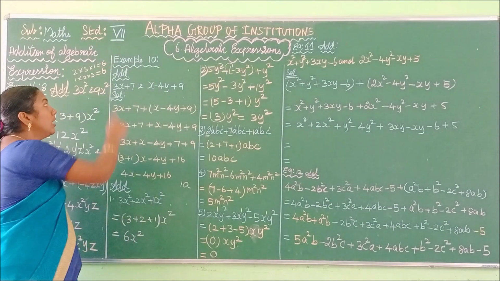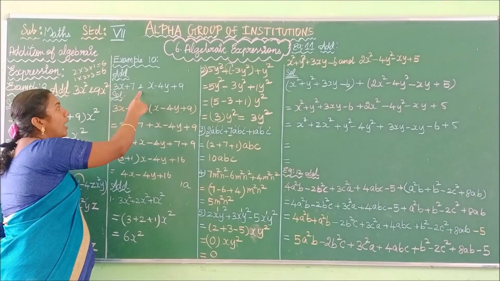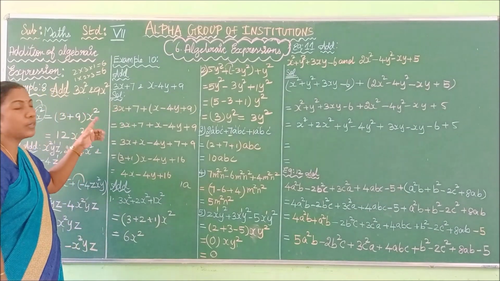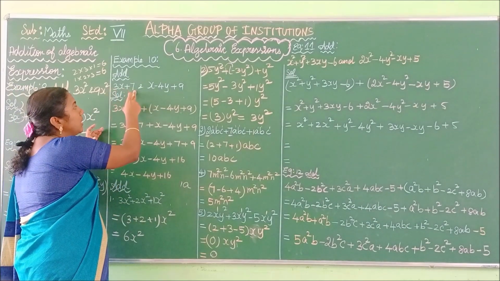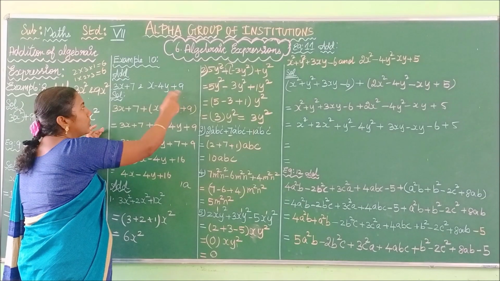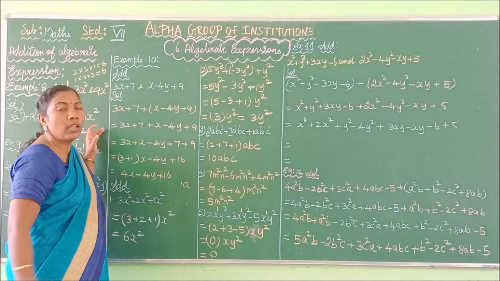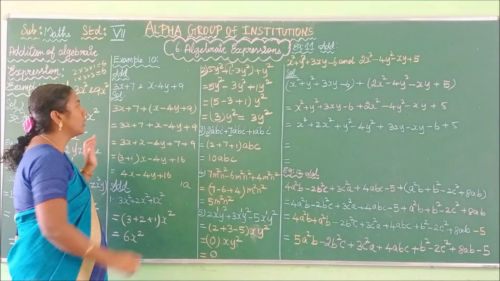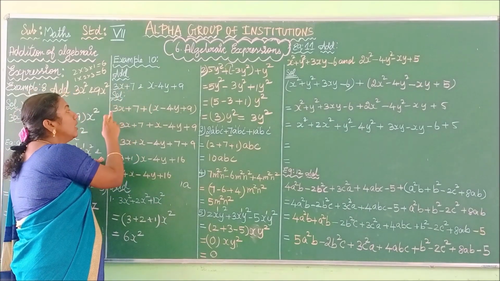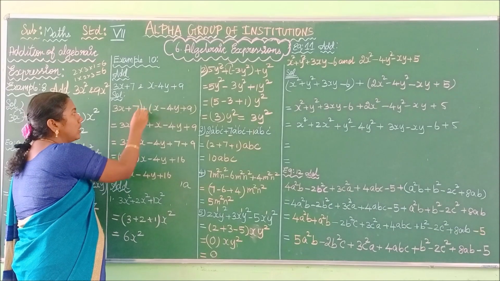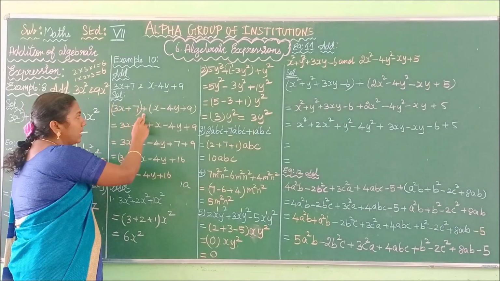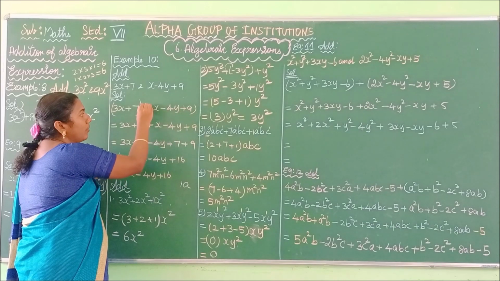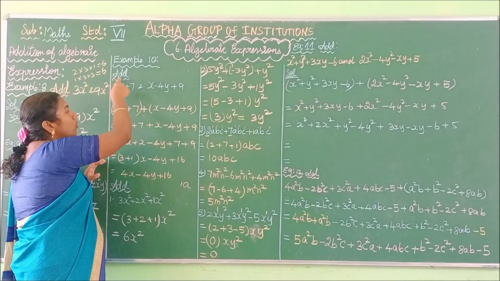See here children. 3x plus 7 and x minus 4y plus 9. In the given algebraic expressions, the first expression has two terms. The second expression has 3 terms. Okay. Now we are going to add these two expressions. First we have to write the first expression. 3x plus 7. Okay. This is the first expression. Plus x minus 4y plus 9. Why are we putting plus here? Because the question is add.